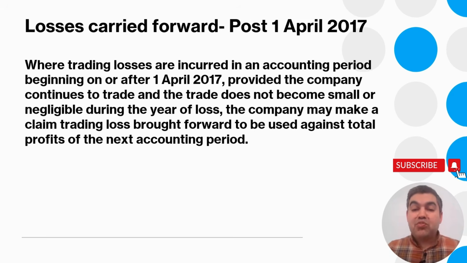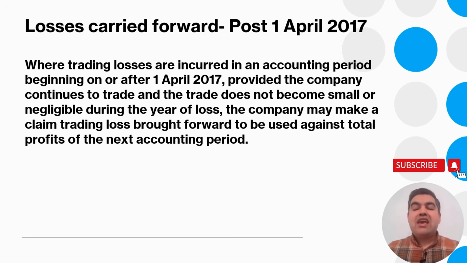Now, when it comes to post-April 2017 losses, where a trading loss is incurred in an accounting period beginning on or after 1st April 2017, provided the company still continues to trade and the trade does not become small or negligible, meaning the trade still exists, during the year of the loss the company may make a claim for the trading loss brought forward to be used against the total profit of the next accounting period.